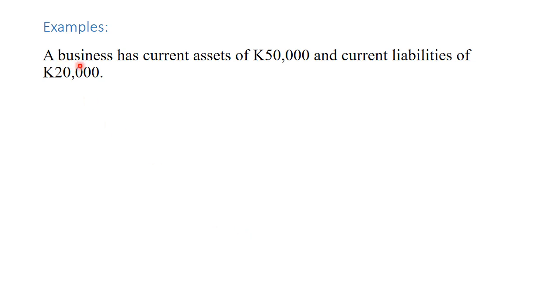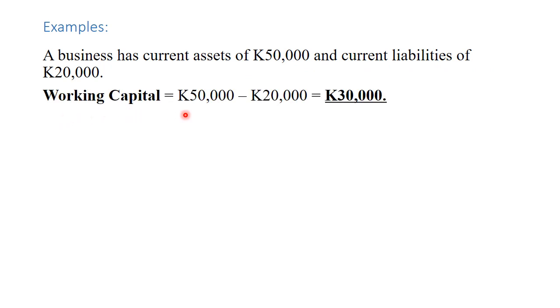Let's take a look at examples. Mathematics without examples is difficult to understand. Here is an example. A business has current assets of 50,000 kwacha and current liabilities of 20,000 kwacha. What is the working capital? Working capital is the current assets, 50,000, minus current liabilities, 20,000, which gives us 30,000.